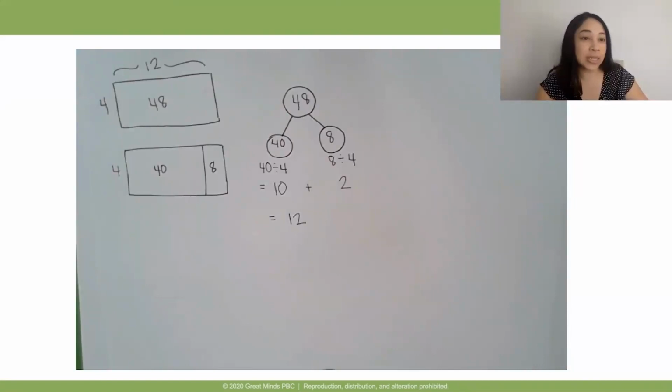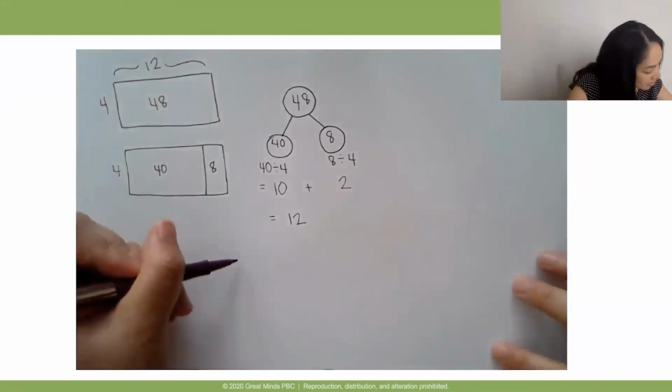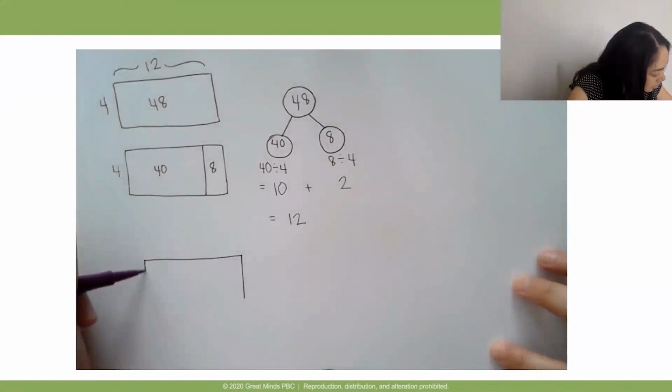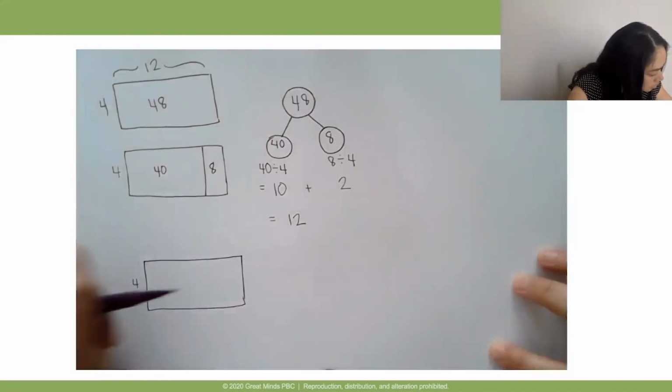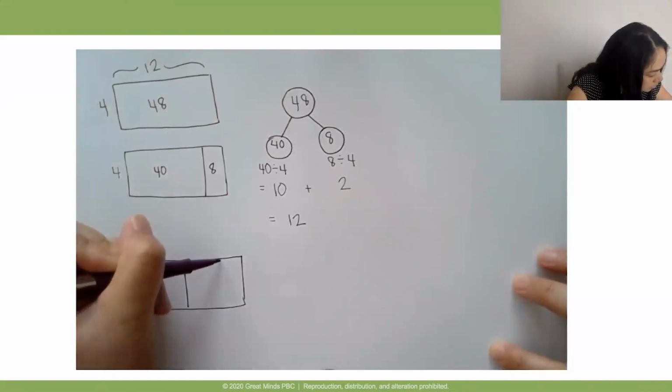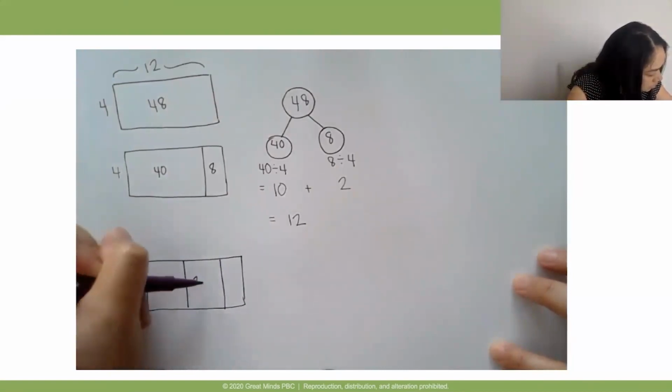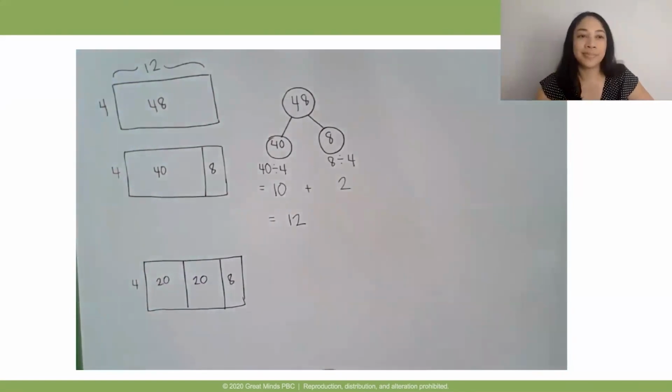Now we're going to partition the same area of 48, this time as 2 20s and 8. Next, I'd like you to pause the video here to draw a number bond that matches the whole and the parts of this rectangle. Then solve for the unknown side lengths of the smaller rectangles.